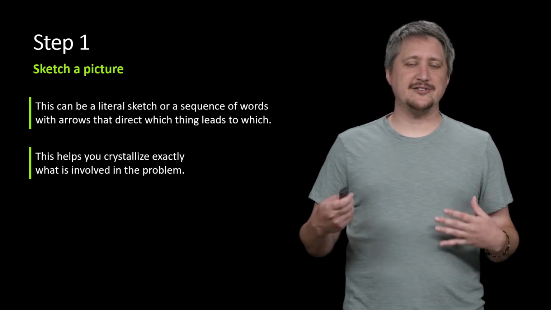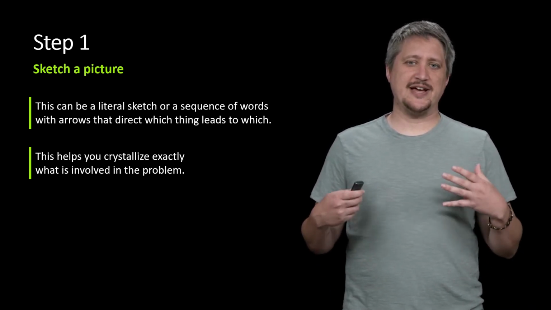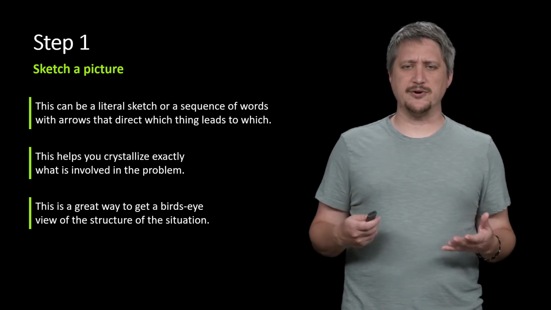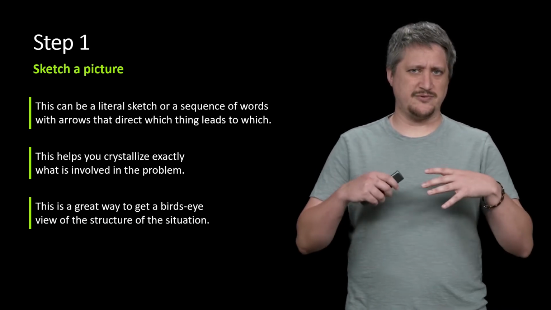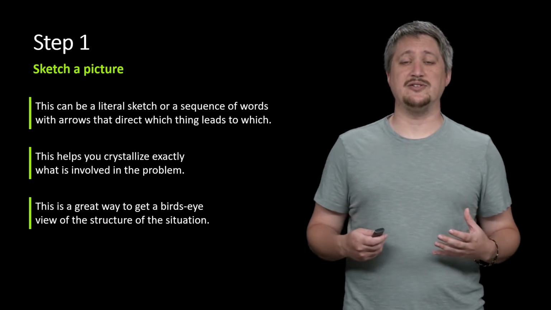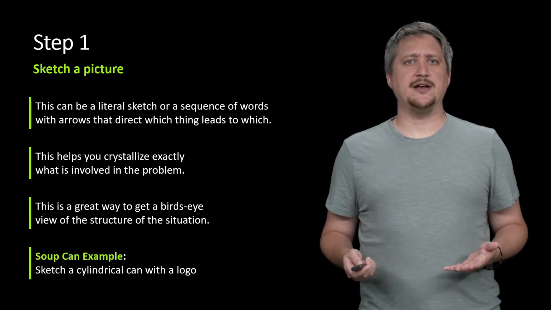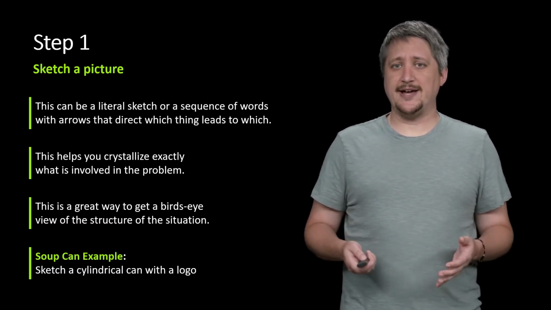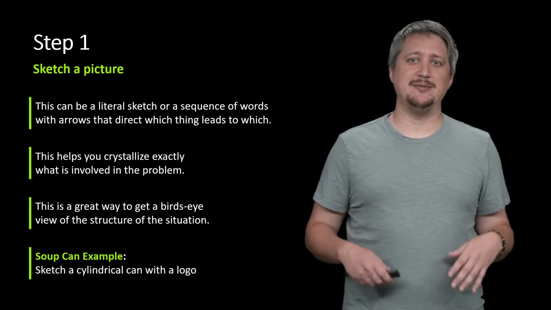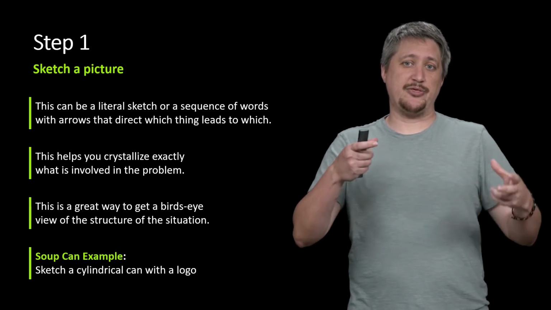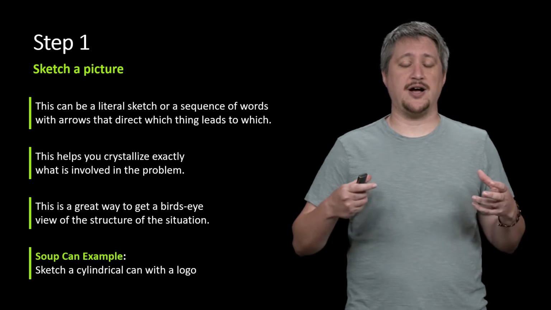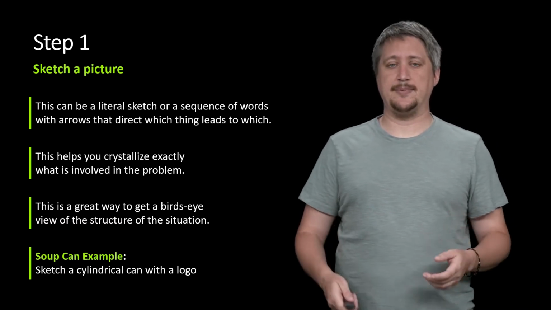The idea here is to help you crystallize what exactly is involved in the problem. In particular, this is a great way to get a bird's eye view of the structure or the situation that you're dealing with. So for our soup can example, we would probably sketch some sort of cylindrical can, maybe with a cool little logo on the side. But the idea is that we'd have a representation to work from that helps us put context when we go to the next step.